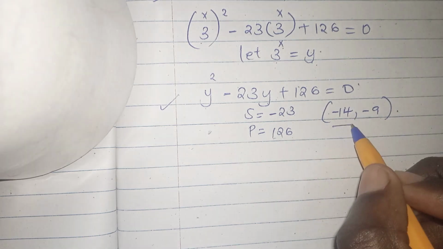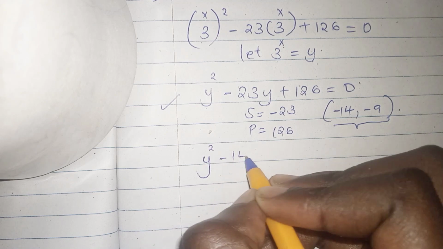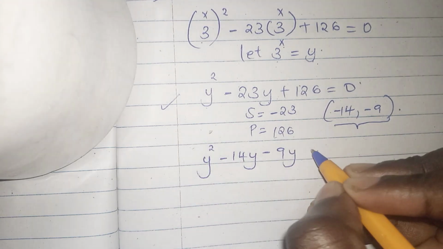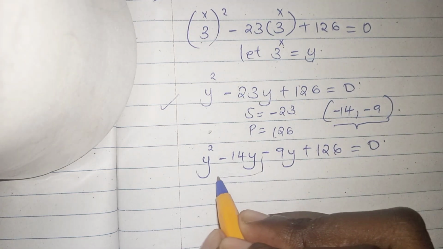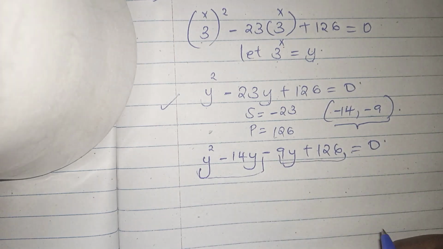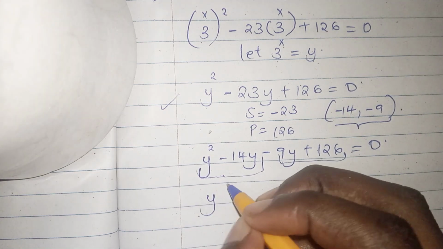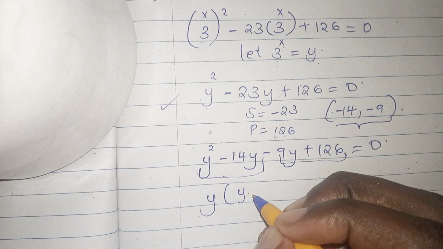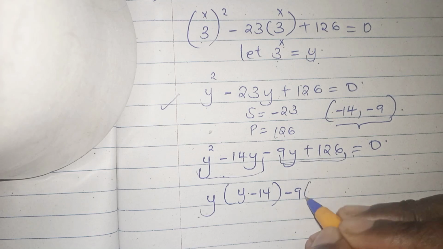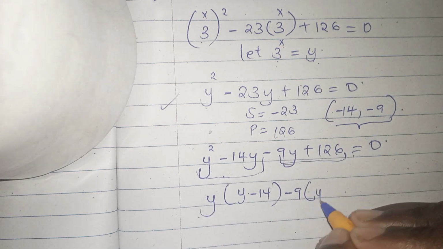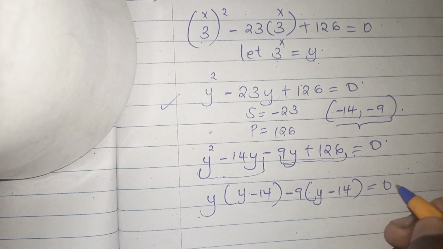We shall substitute them in our quadratic equation. Therefore, y squared minus 14y minus 9y plus our constant 126 is equal to 0. So we shall consider this as our first term and this as our second term. So let us factor out our common factor in our first term. So this is y into y. This divided by this is minus 14, bracket. Our common factor here is negative 9. This divided by this, here we are left with y. This divided by this, we are left here with negative 14 is equal to 0.